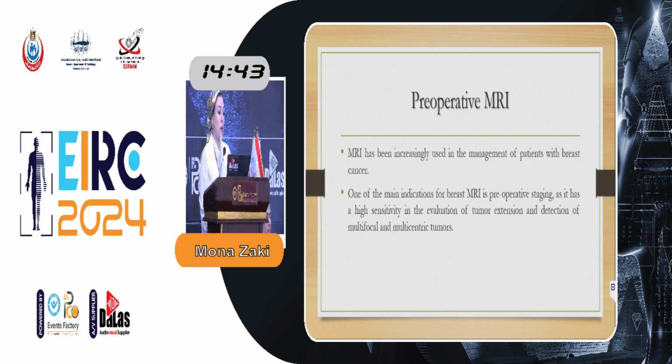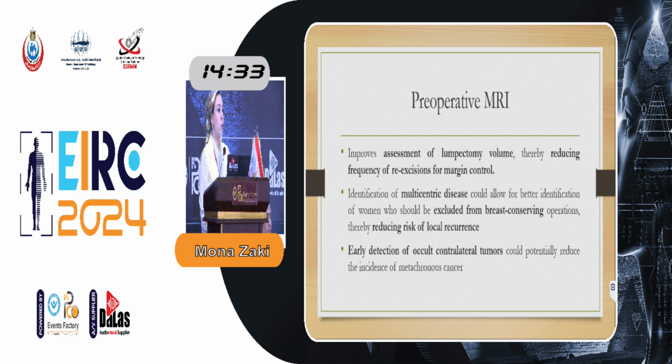MRI is increasingly used in the management of patients with breast cancer. One of its main indications is to delineate the actual extent of the disease, as it improves assessment of lumpectomy volume, reducing frequency of re-excision, re-operation, and positive surgical margin. It also identifies multicentric disease, so it better identifies patients who will be candidates for breast conservation. And lastly, it detects occult contralateral breast cancer, decreasing the incidence of metachronous breast cancer.